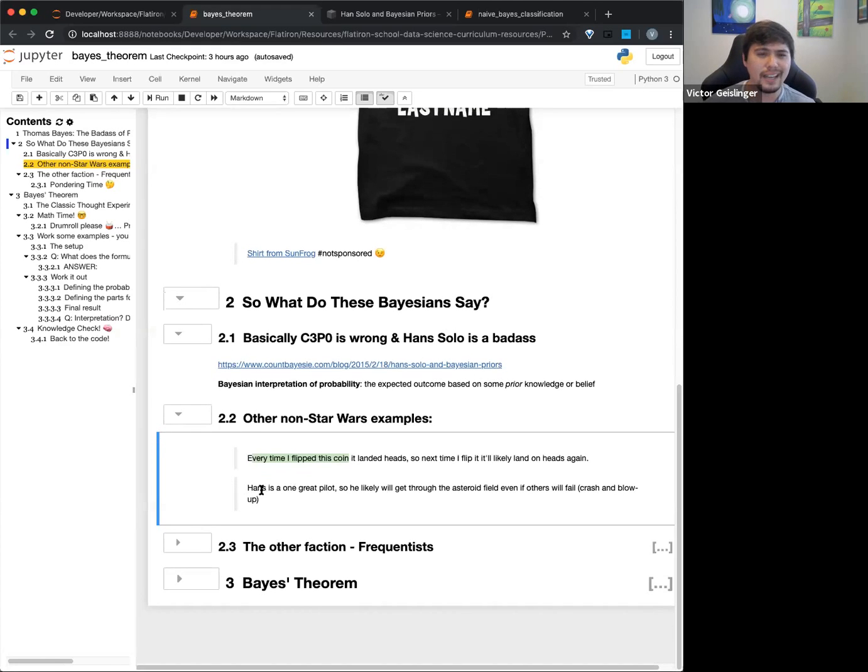Again, like the Star Wars, I guess I lied, there's another Star Wars: Han is one great pilot, so he likely will get through the asteroid field, even if others fail, crash and blow up. Basically, based on our prior knowledge of something that we know, or at least believe that we know, we can use that to update what we think the situation will be in the future, okay?